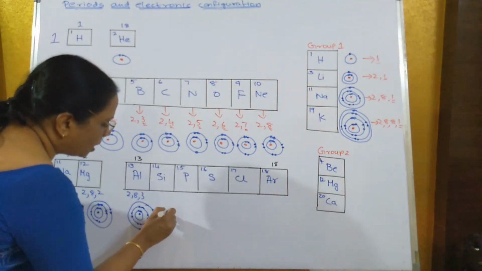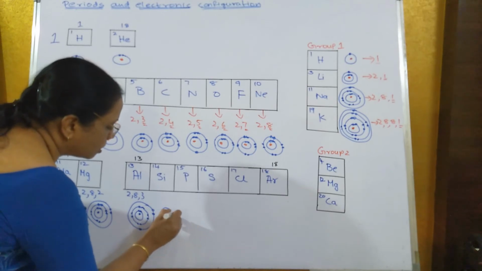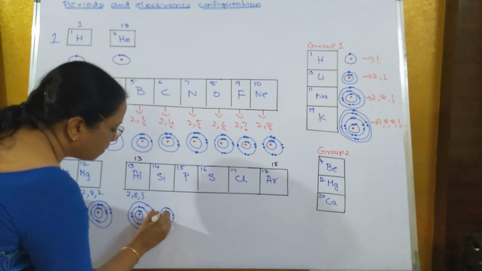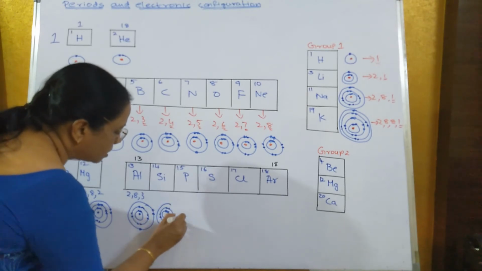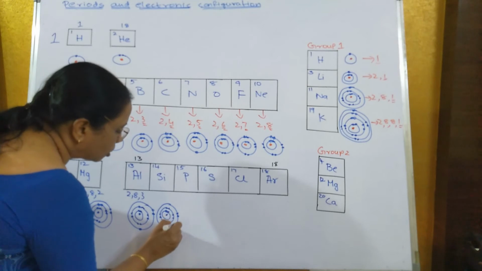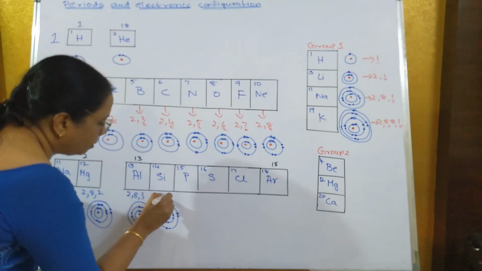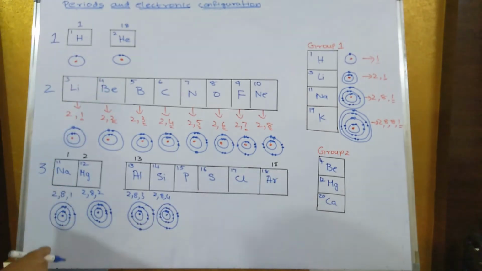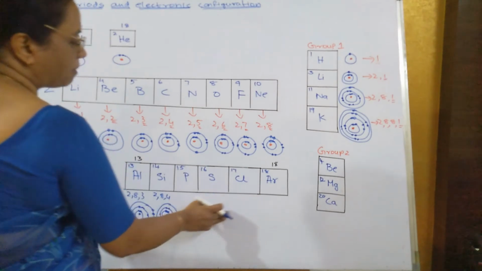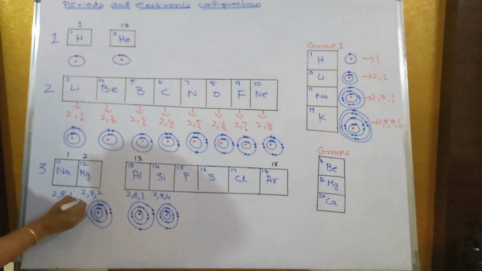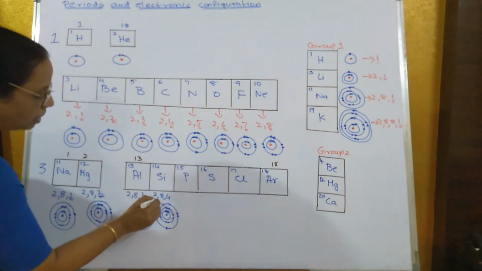First shell 2 electrons, next shell 8, and in the last shell it is having 4 electrons. So how many shells it is having? 3 shells. So if you compare all these elements, all will be having 3 shells, and the number of valence electron increases 1 at a time. First it is 1, then 2, then 3, then 4.